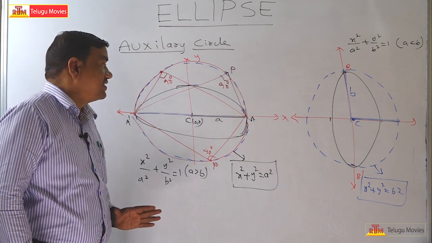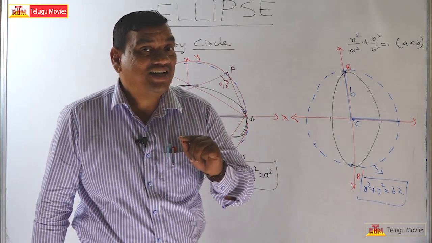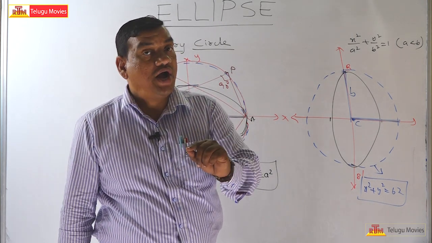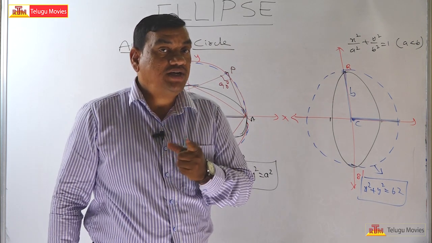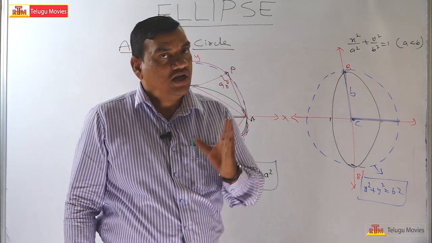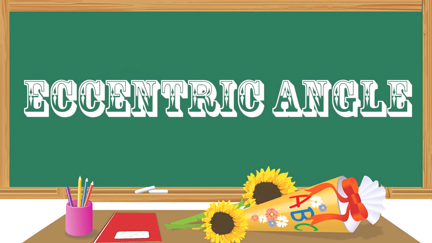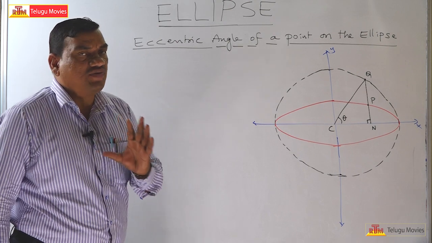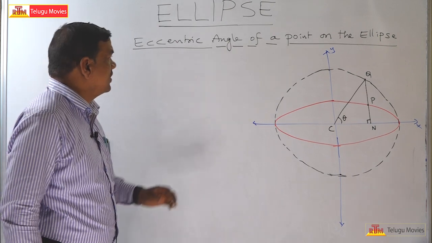Using this auxiliary circle, we are going to define the eccentric angle of a point on the ellipse. Okay, now let us continue the class. Welcome back to these concepts. A very important concept this is, so please listen carefully.